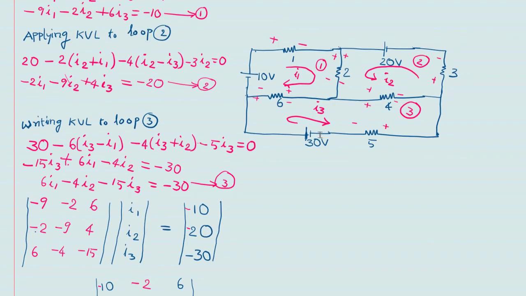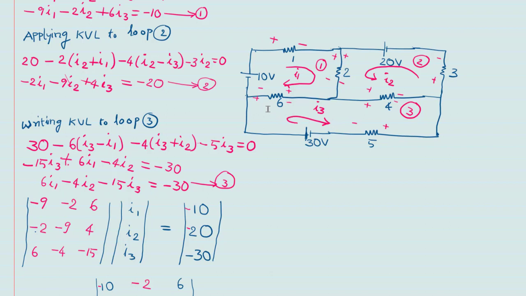This is loop 3. So we start at some point. This is the assumed current direction, flowing in the clockwise direction. In that direction, when we start at one element, that is the supply here, first we get negative, next positive, meaning we get a voltage rise. So a voltage rise will get the positive sign. So we write 30 here. Then the next element in this assumed current direction is 6 ohms. This 6 ohm resistor polarity is plus first, next negative with respect to I3.